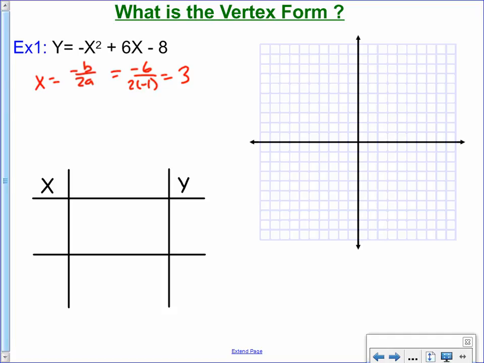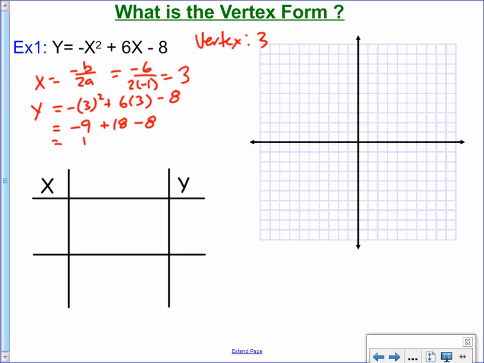The y then is just plug in that x to the equation. So negative 3 squared plus 6 times 3 minus 8 is negative 9 plus 18 minus 8, which is 1. So we know our vertex will be at 3, 1.